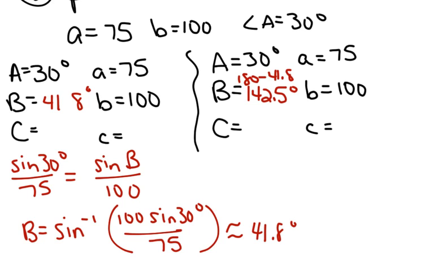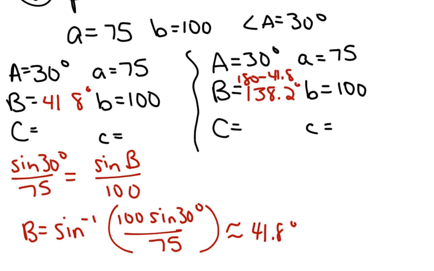As long as the sum of the 2 angles I know do not exceed 180 degrees, the second solution exists. Well, 30 plus 138.2, when I add those two, I get 168.2. Sorry, I was looking at the wrong place earlier. Since A and B do not exceed 180 degrees, the second solution exists.